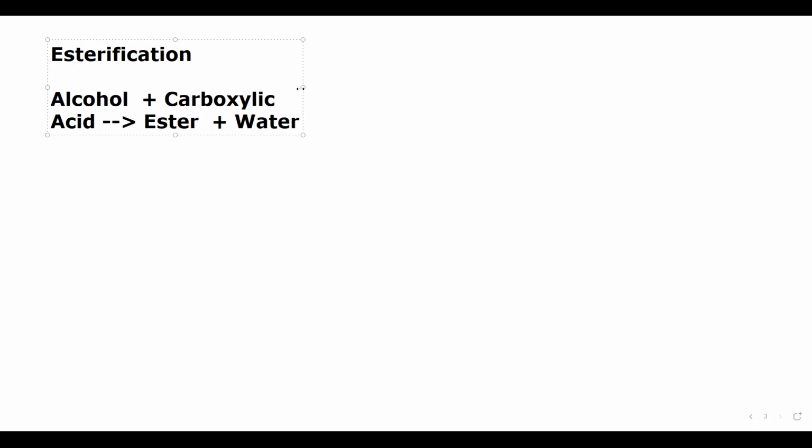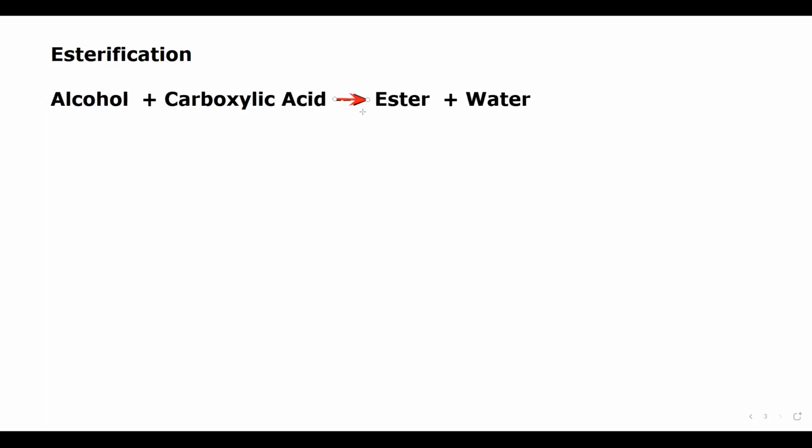The reactant can form a product and the product can form back the reactant. So both ways the reaction can proceed. The catalyst which we use for this reaction is sulfuric acid, H2SO4. And as we discussed, the first name of the ester is always from the alcohol, and the second name is from the carboxylic acid.